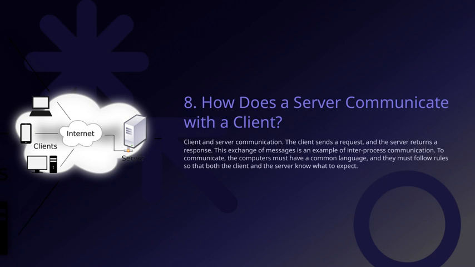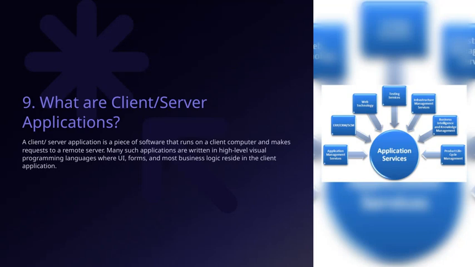For this communication to work smoothly, both the client and server need to speak the same language. Think of it like a shared code or protocol that both sides understand. They also have to follow specific rules, a set of agreed-upon guidelines, so that each side knows what to expect from the other. This coordination is crucial because it ensures that messages are understood correctly and that the data exchange happens efficiently. Overall, this process is fundamental to how web services, apps, and many networked systems operate seamlessly behind the scenes.